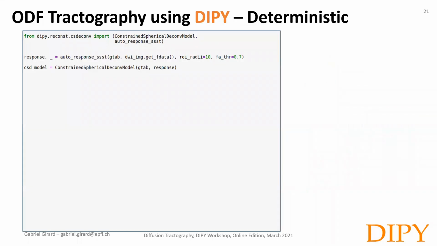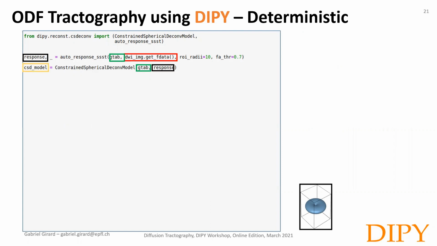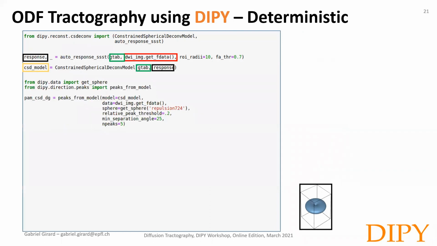To do this in DIPY, we first need to set our constrained spherical deconvolution model. The first thing to do is to estimate the response function from the data. Here we use the auto response function that takes the gradient table and the diffusion signal as input and outputs the response function. We can then define our model with the response and the gradient table. Then we fit the model to our data with the peaks from model function. At this point, we have the spherical harmonics representation of the fiber ODF that we can use to define our direction getter.